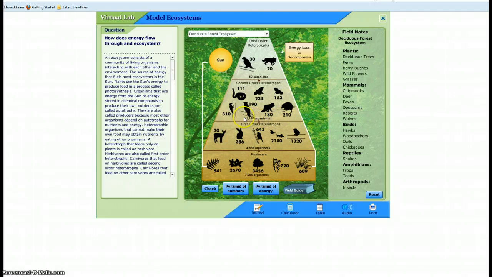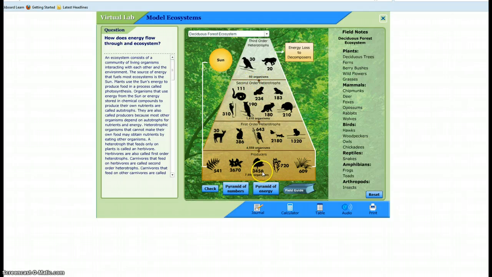Here is 1,500, well no, 1,400 actually, so we've lost about 2/3 between this level in terms of numbers. And here's 50 compared to 1,400, so we've lost a great percentage in terms of numbers.